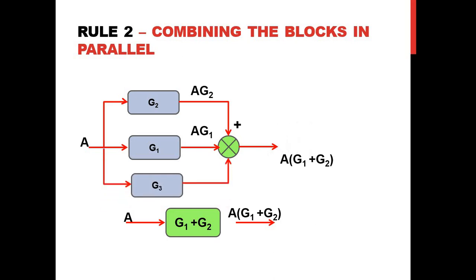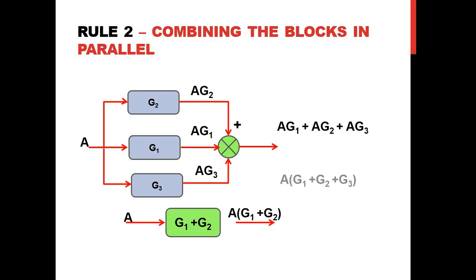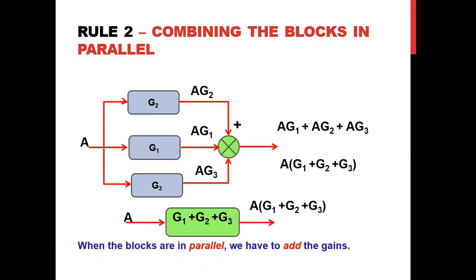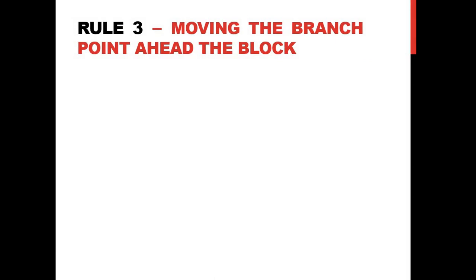Now let us assume I have three blocks in parallel, G1, G2, G3. In that case, my output will be AG1 plus AG2 plus AG3, that is A into G1 plus G2 plus G3. So in this case, my output should be A into G1 plus G2 plus G3, meaning the block value that we have to add here is G1 plus G2 plus G3. The inference we get from this rule number 2 is that when the blocks are in parallel, we have to add the gains.